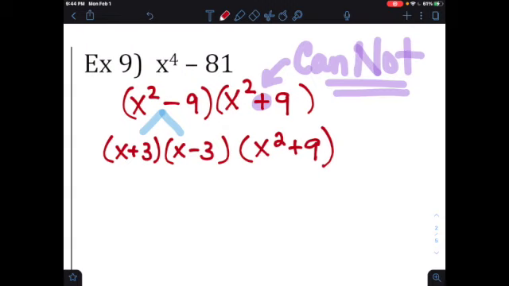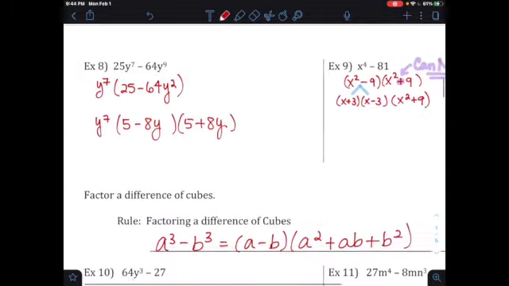When you have a minus sign in a difference of squares, difference means minus, you can make it 1 positive, 1 negative, square root all the terms. But if you have a plus sign, it cannot. On to the next set of examples.